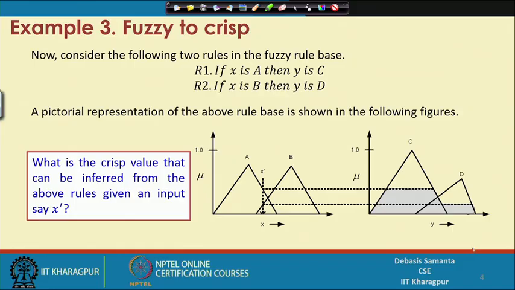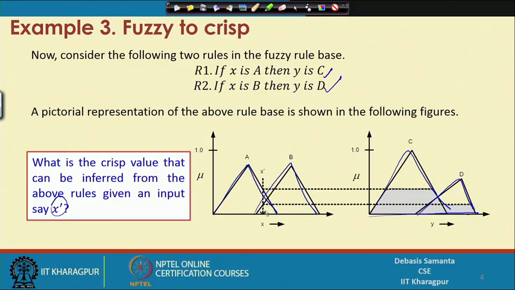The broad idea of the defuzzification technique is shown here. Suppose this is the fuzzy set A defined over the universe of discourse x, and this is B defined over the same universe of discourse x. The fuzzy sets C and D are defined over another universe of discourse y. Now, for some element x dash, this is the x dash, we want to calculate the rule strength, also called the rule value.